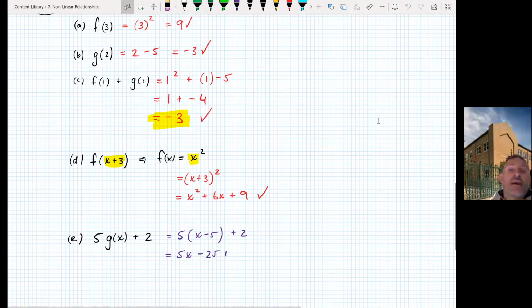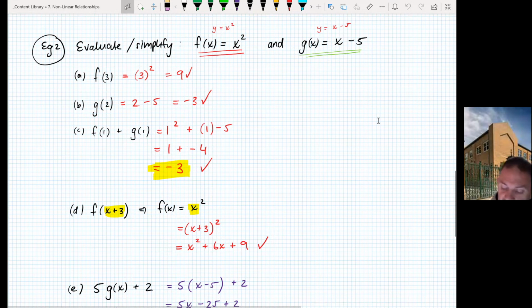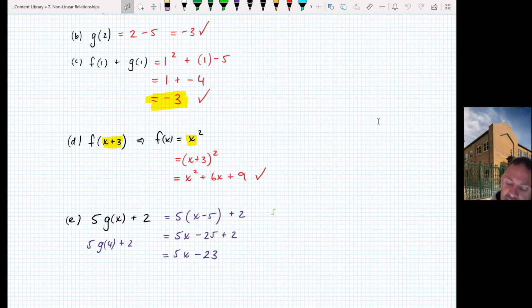And that's it. Now, how could I make that a bit different? Well, I could have subbed a number into g of x and said, like, 5 g of 4, for example, plus 2. All that means is sub 4 in where the x was. And you could do it at any point. I could do it at the beginning of my question, 4 take away 5. 4 minus 5 is negative 1. I could have said 5 times negative 1 plus 2. That makes negative 5 plus 2, which is negative 3. I got my answer there.